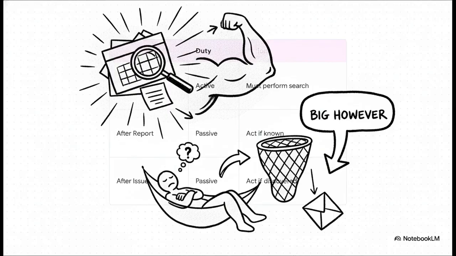But the split second that report is signed, we enter period 2, and eventually period 3. Here, the auditor drops straight into passive duty. They have absolutely no obligation to keep searching for new events. However, and this is a massive however, if a material fact just happens to fall into their lap, they can't just ignore it. They are still required to act on it.